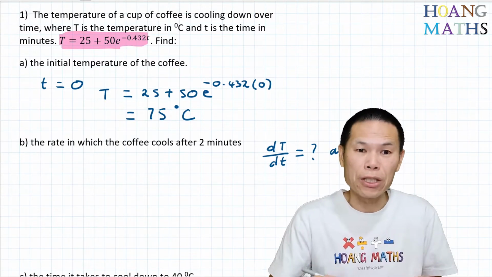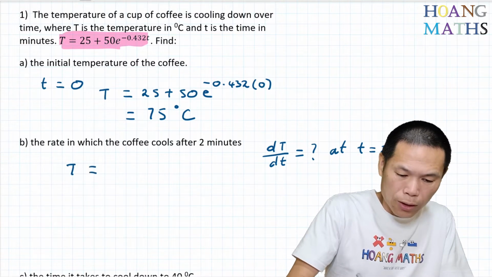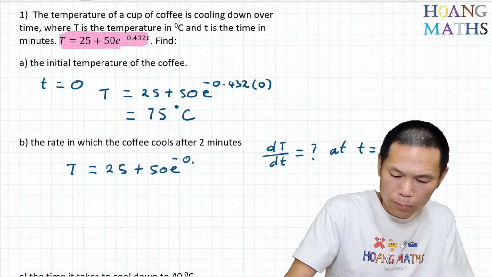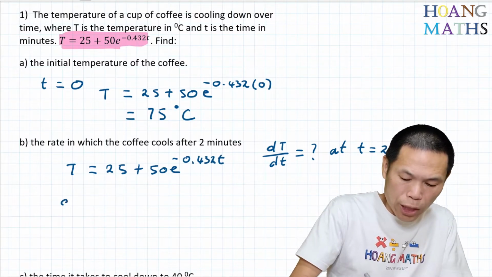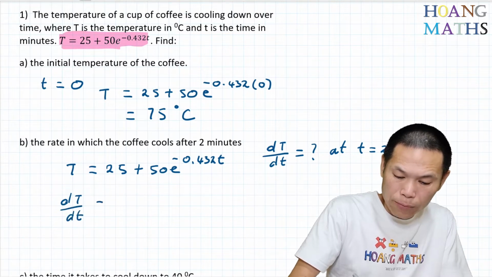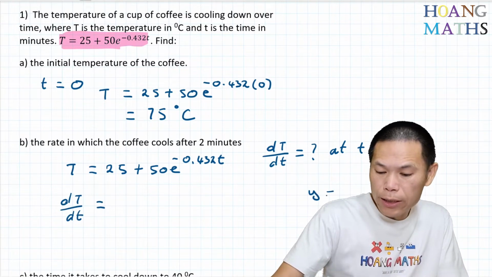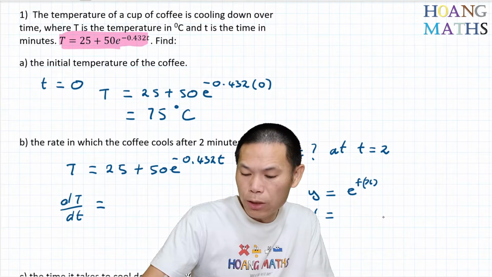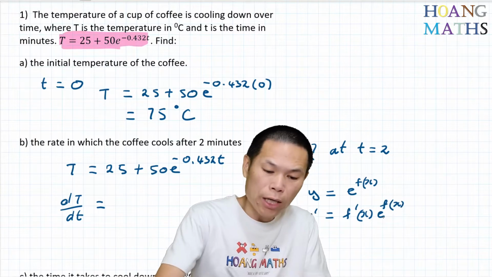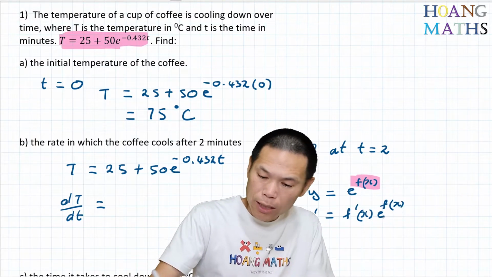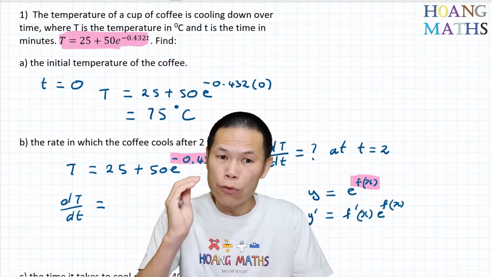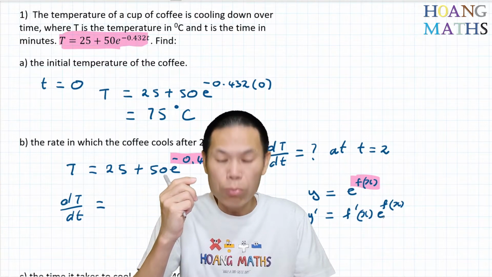So let me just write down the function first. So T is equal to 25 plus 50 e to the negative 0.432t. So we differentiate that with respect to t. So we know that if y is equal to e to the f(x), then differentiating that gives f dash x times e to the f(x). Okay, keep that in mind. So we have to differentiate the power. So we differentiate negative 0.432t, which should give me negative 0.432.